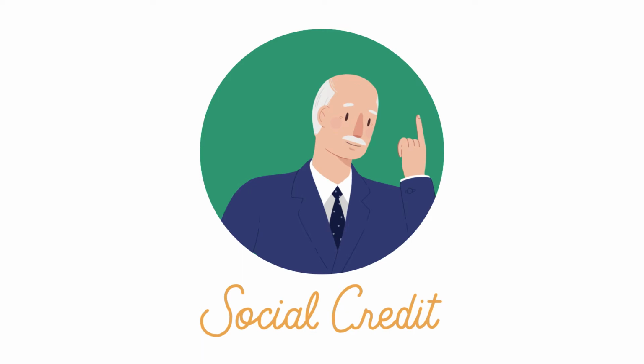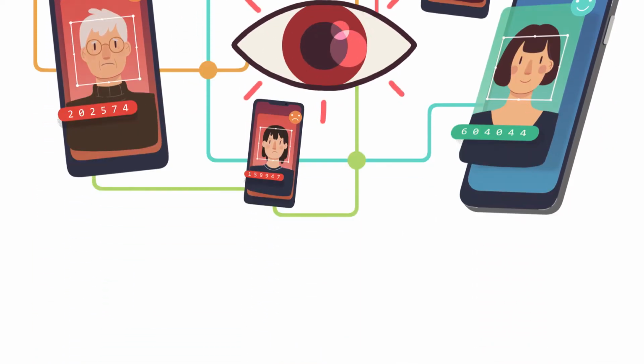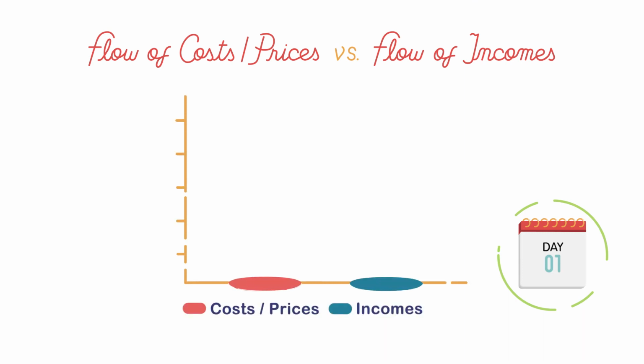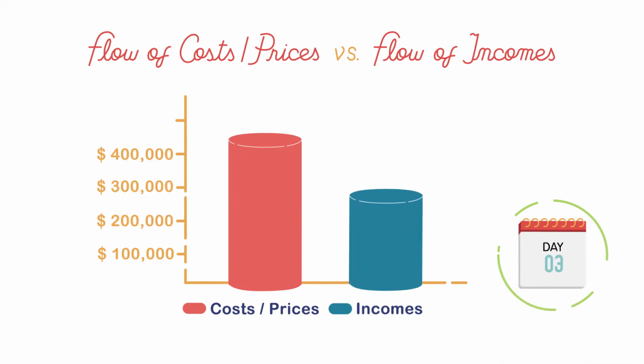According to the social credit analysis of Major C.H. Douglas, not to be confused with Chinese social credit, the flow of costs and hence prices on the one hand and the flow of incomes on the other are not in an automatic balance as they could and should be. The resulting discrepancy is known as the gap in social credit theory.